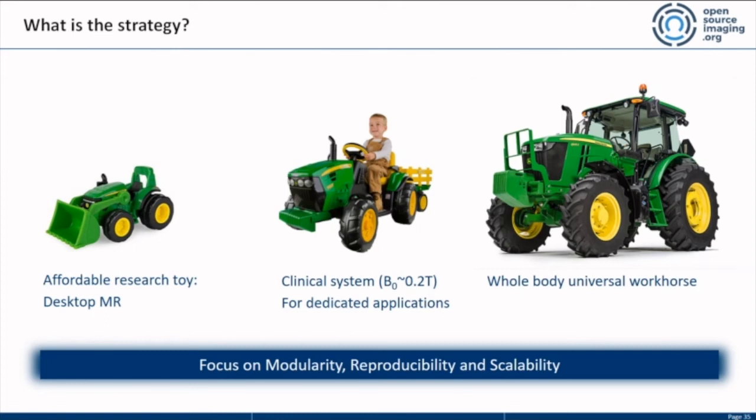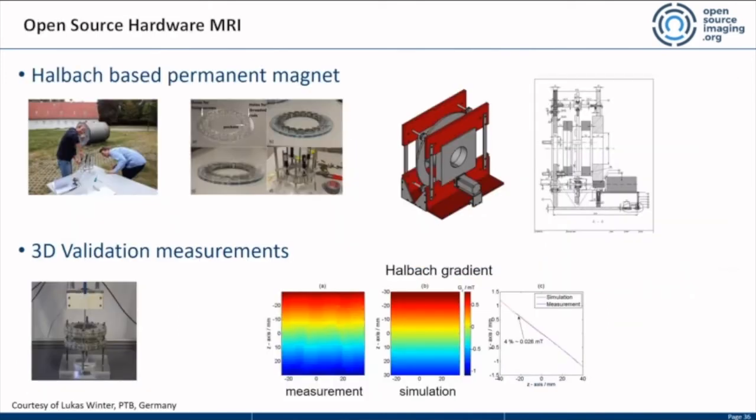Once we have the desktop MRI, the idea is to scale this model to a clinical system. And by scaling, I'm not saying increasing the level of complexity. The design is kept. You just make it bigger. Then you can think about dedicated applications, maybe just a magnet for the head, or a magnet for extremities or for children. And once we have this, the idea is to scale it one level again for the whole body universal workhorse.